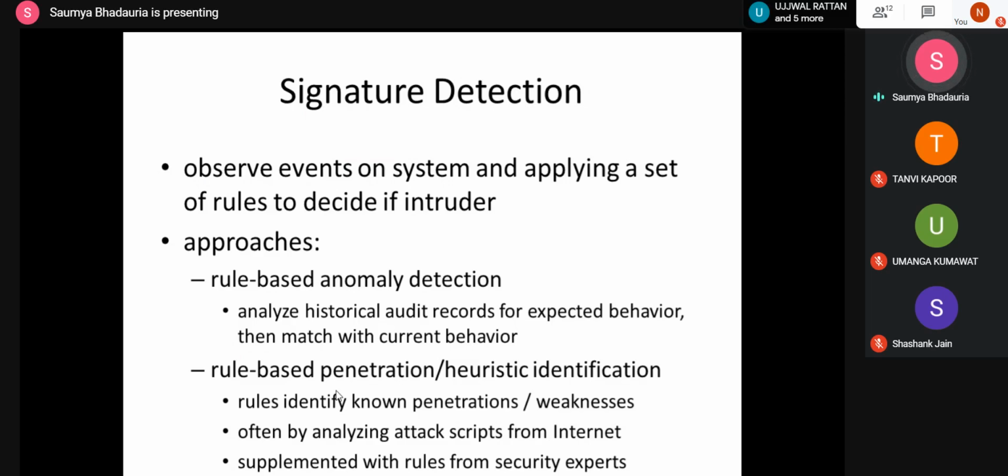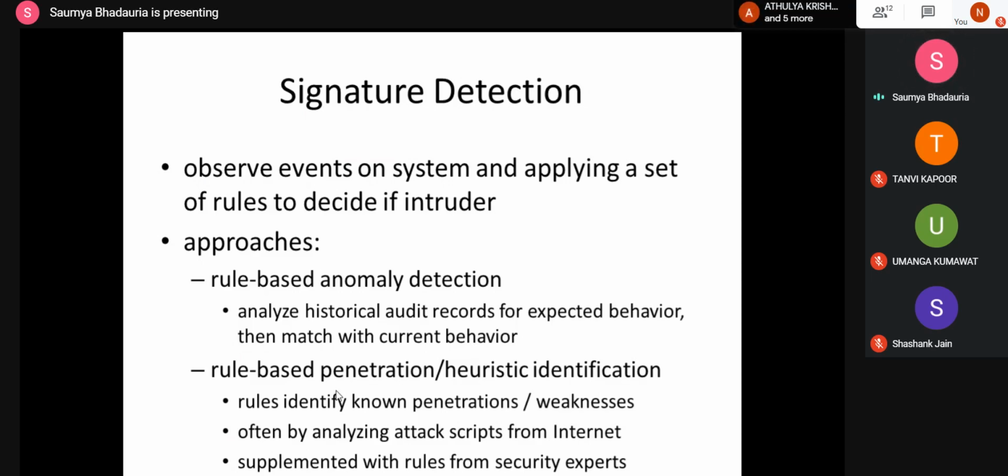So one of the possible intrusion detection systems which is based on signature is referred to as Snort. Snort basically is a network intrusion detection system, but it has the behavior which is part of signature detection. And the previous one which was there is rule-based anomaly detection. So here the anomalies are identified on the basis of proper historical audit records.